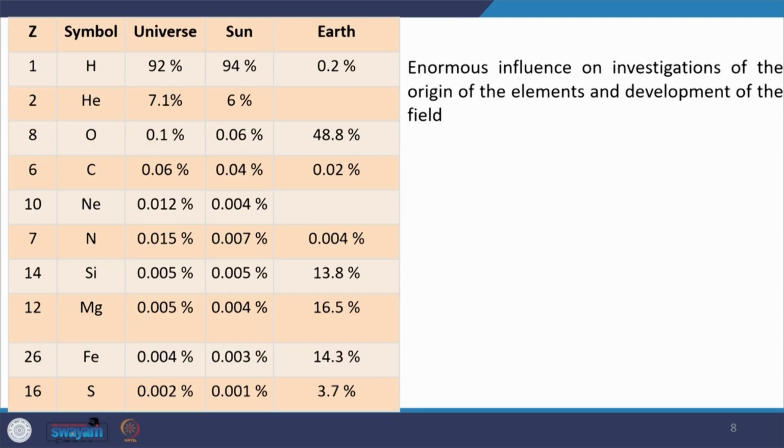Okay? And this is how the data corresponding to different elements looks: hydrogen, helium, oxygen, carbon, fine. The most abundant element in the universe is hydrogen, then helium, then not carbon, it is oxygen. Why it is so, we will discuss after at least 15-20 lectures, and then the remaining elements' abundance is given here. So, this data had enormous influence on investigations of the elements and their origin, and the development of the field of nuclear astrophysics.